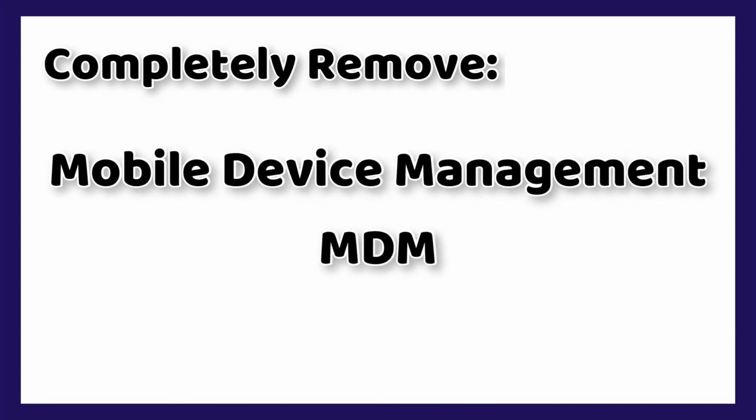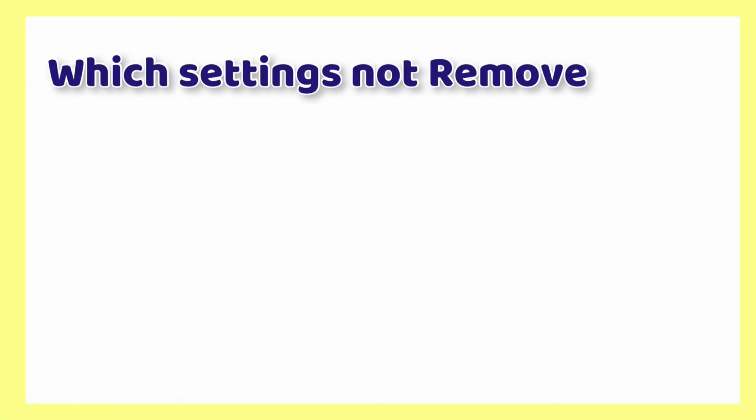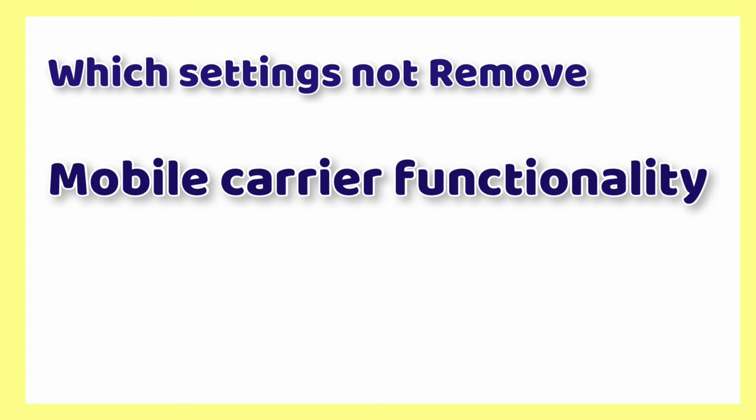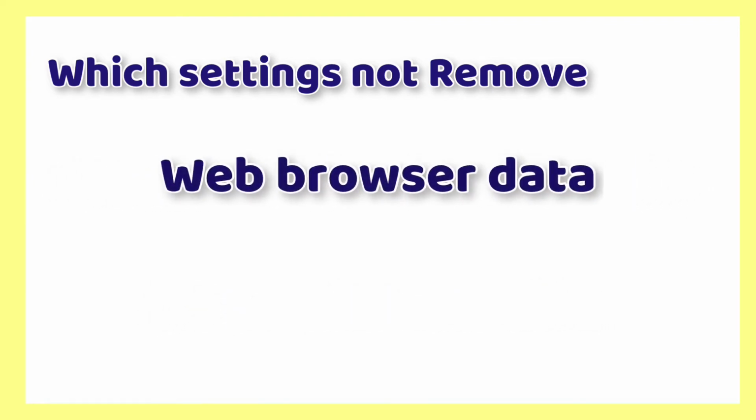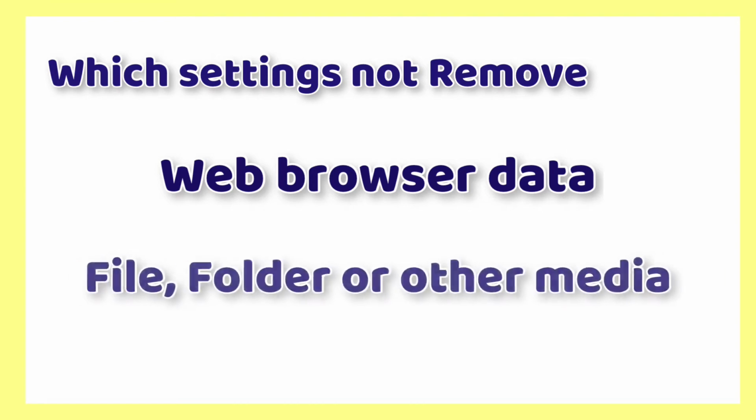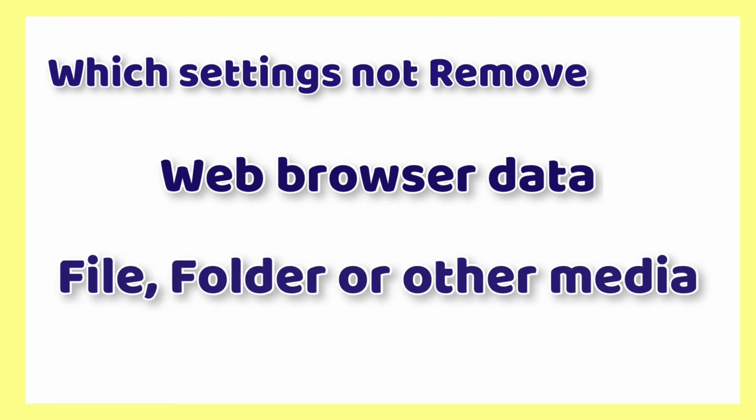And now let's see which settings or data are not removed. Resetting network settings on iPhone will not delete any mobile carrier functionality or account information. It will not delete any web browser data, such as your browsing history or saved bookmarks. A network settings reset will not delete any files, folders, or other media stored on your device.